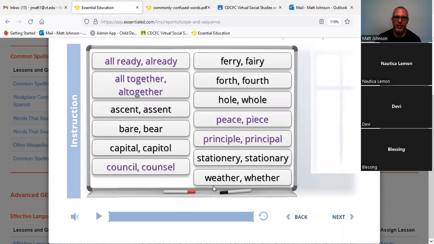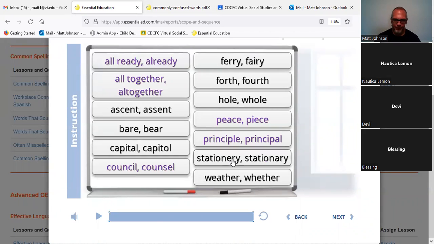Weather and whether, right? W-E-A-T-H-E-R is the climate outside, whatever the outside conditions are. W-H-E-T-H-E-R is like either or. So whether or not I do something. Okay, let's take a look.